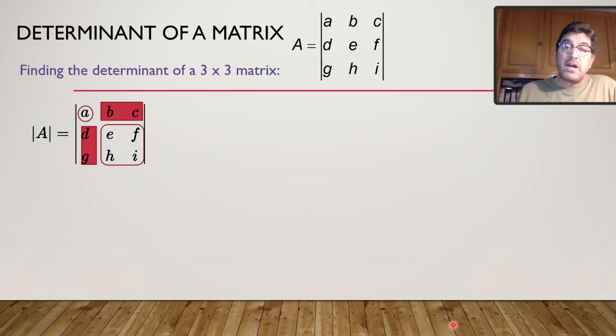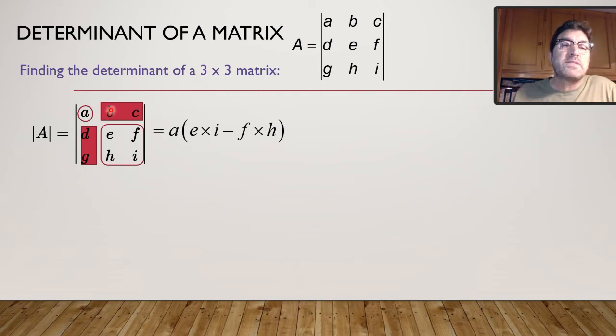We multiply A with the determinant of this matrix: EI minus, remember, FH or HF, times that number A. Then we move to the next point, B here.